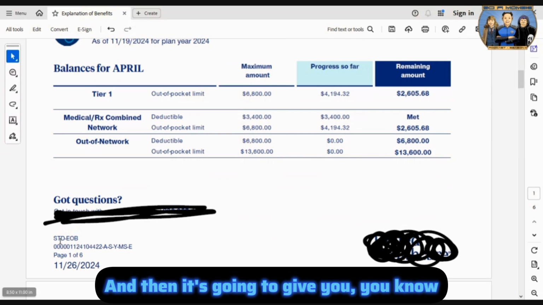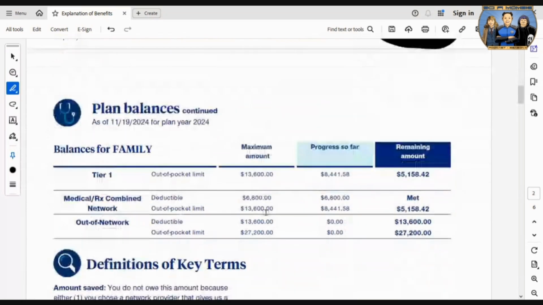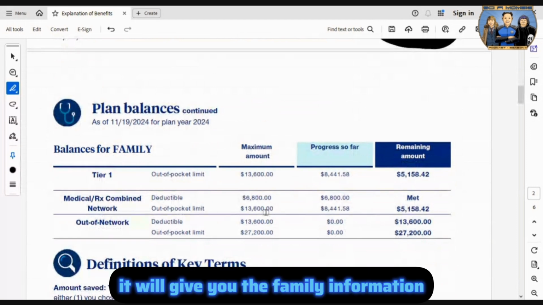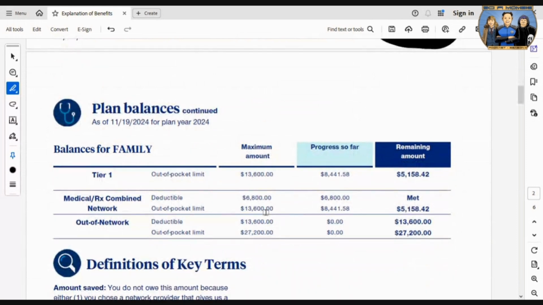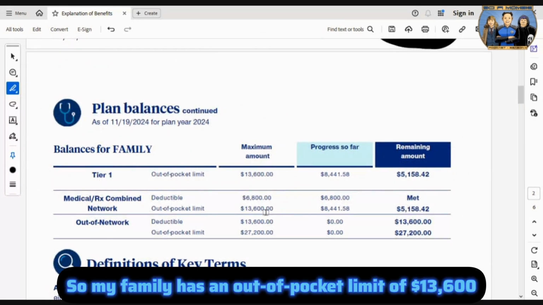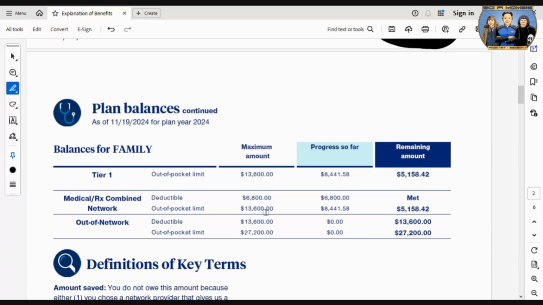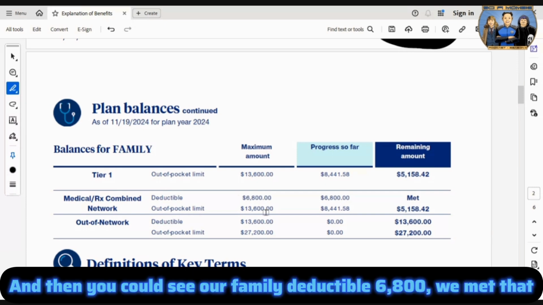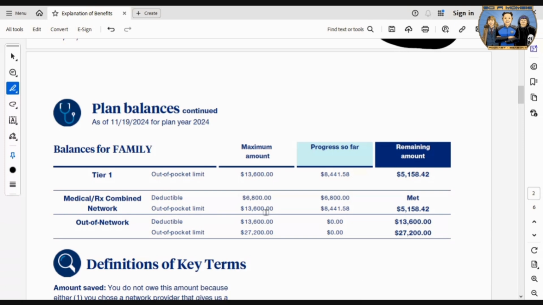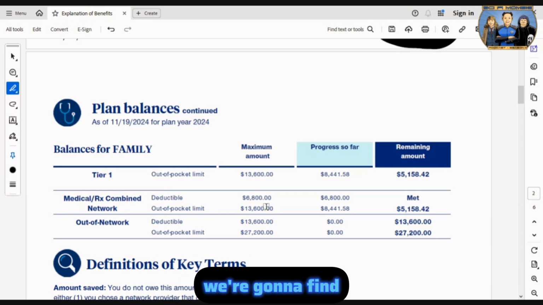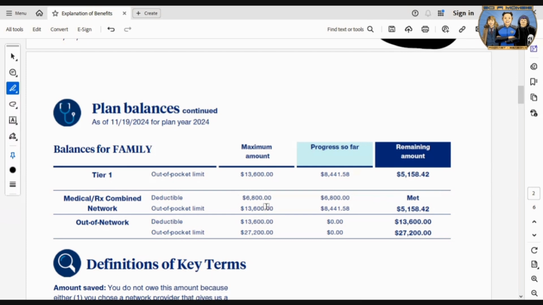And then it's going to give you, at least in mine, I don't know if it will for yours, the family information. So my family has an out-of-pocket limit of $13,600. So we were short on meeting that goal. And then you can see our family deductible is $6,800. We met that, and we never go out of network. I told the kids, nope, we're going to find someone in network.